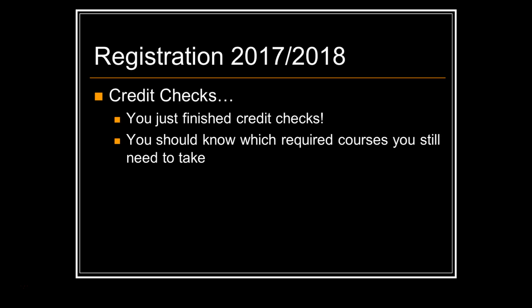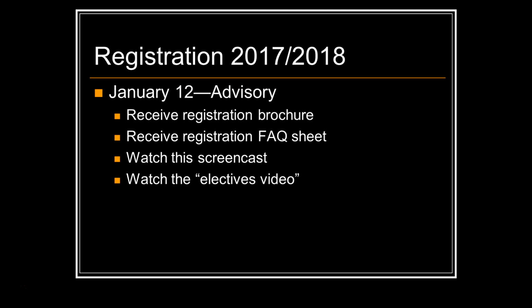The first step in registering for next year's classes is credit checks, and you should have just finished this in advisory. You will know what required courses you still need to take by reviewing your credit check. So today, you're going to receive some materials for registration, including your registration brochure and your registration FAQ sheet.